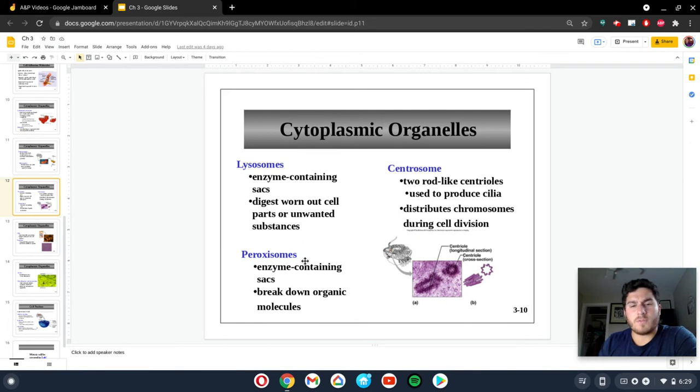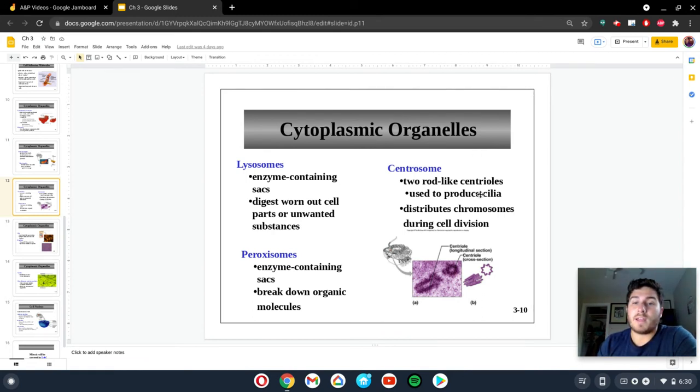Peroxisomes, similar functions. They're also an enzyme-containing sac. The difference is they are going to more specifically break down organic molecules. So other things that have come into the cell that we can break down, usually for energy, to help us out in that regard. Centrosomes are another component, and they are super important.